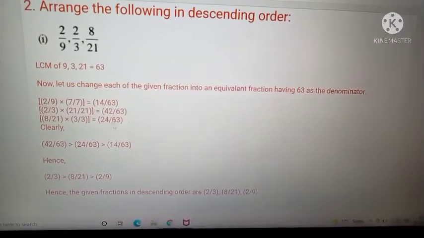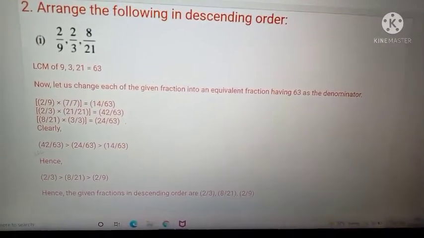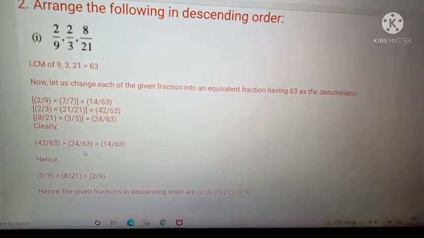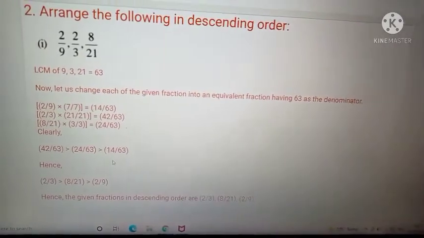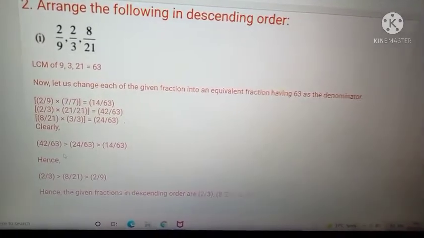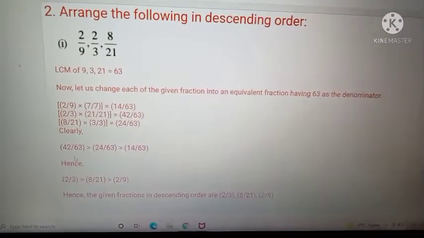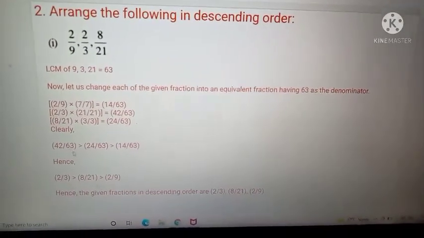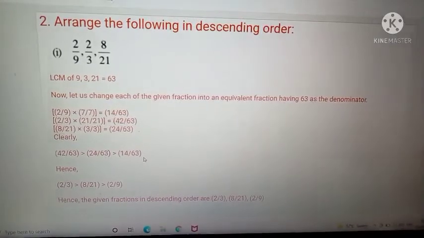Now we've got like fractions. Clearly 42 by 63 is greater than 24 by 63, which is greater than 14 by 63. We've got our fractions in descending order now.